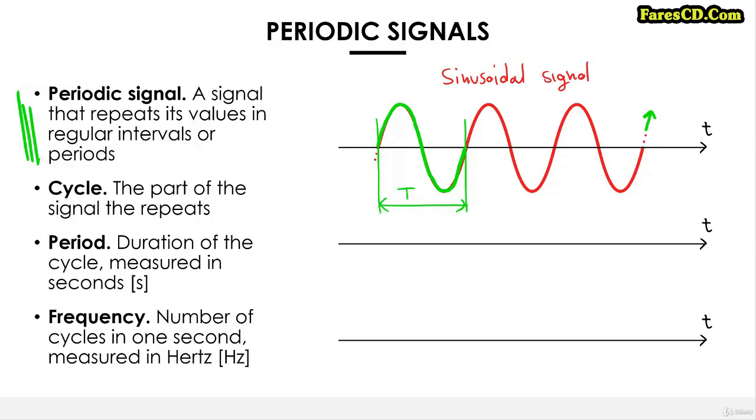One interesting parameter for periodic signals is the frequency. The frequency of a periodic signal indicates how many cycles are completed by the signal in 1 second. Mathematically, it is the opposite of the period, and it is measured in hertz. So the frequency is indicated with f, which is equal to the inverse of the period T, and it is measured in hertz.